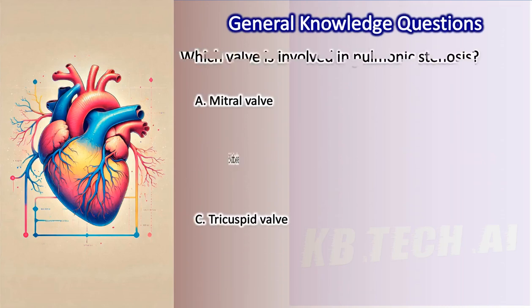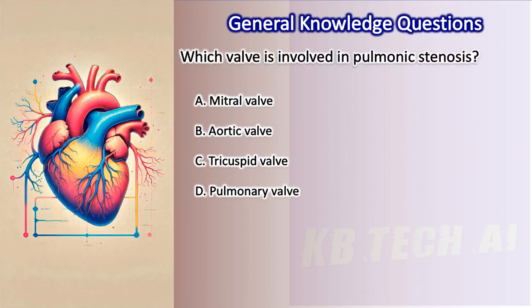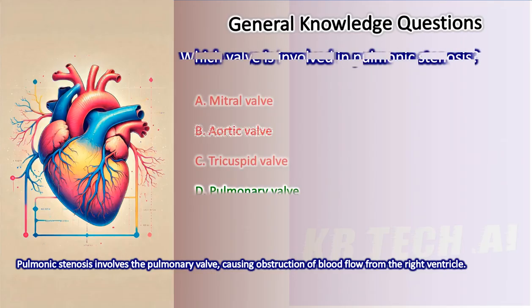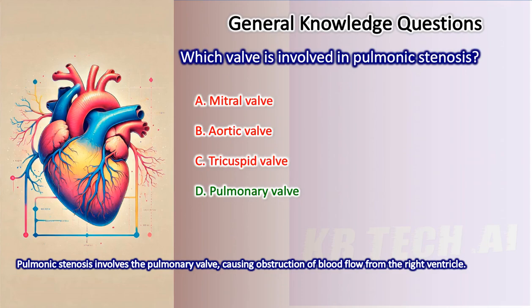Which valve is involved in pulmonic stenosis? Option 1, mitral valve. Option 2, aortic valve. Option 3, tricuspid valve. Option 4, pulmonary valve. The answer is option 4, pulmonary valve.